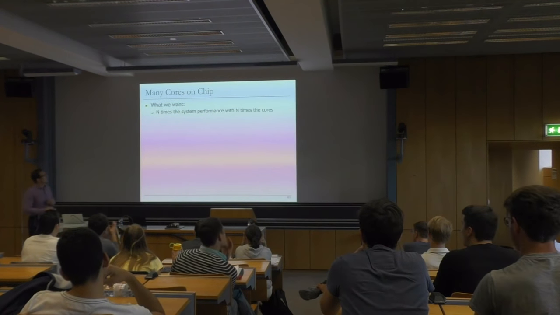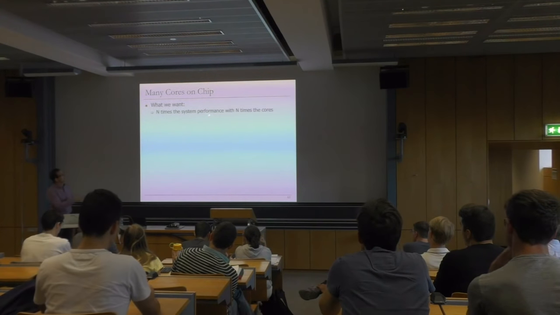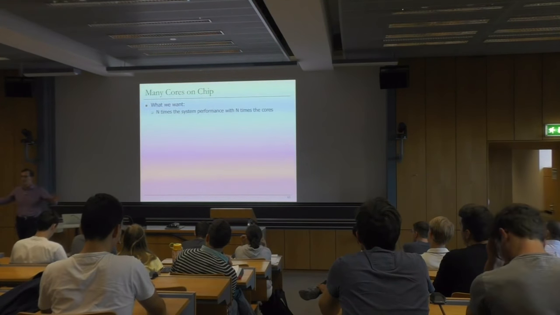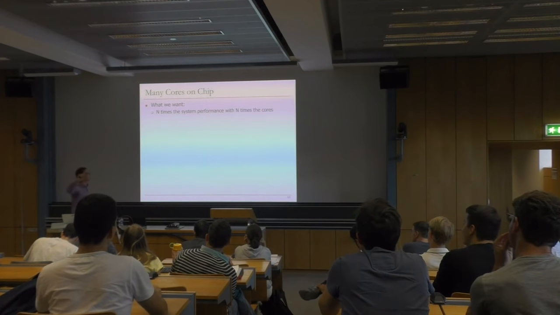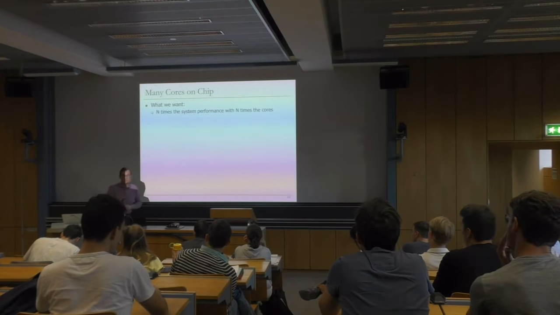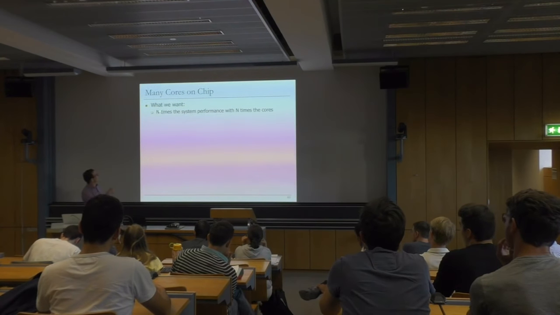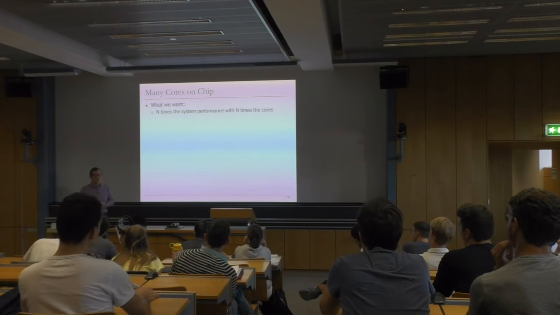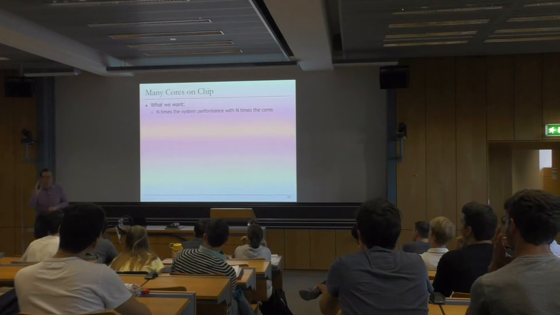Okay, so if you have many cores on a chip, what you really ideally want is n times the system performance with n times the cores, right? As you grow the number of cores, you should get exactly linear scaling. Now later we will cover multiprocessors at some point in this course, and you will see that you don't normally get linear scaling. And if you get super linear scaling, meaning that if you get 2n the performance with n times the cores, then you should always question that result. How did this happen, right?